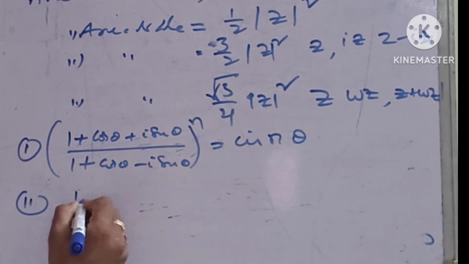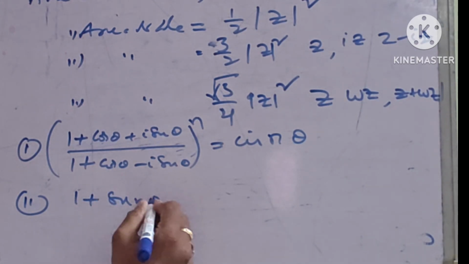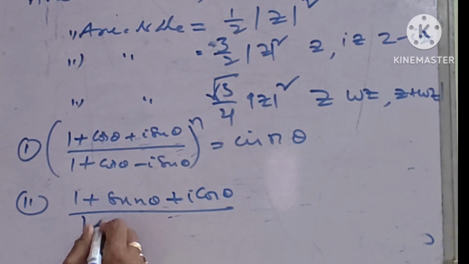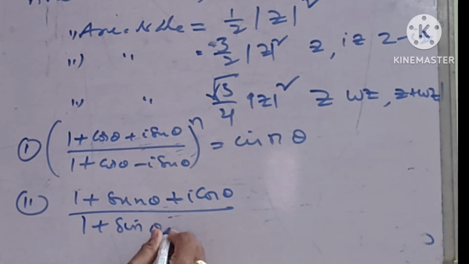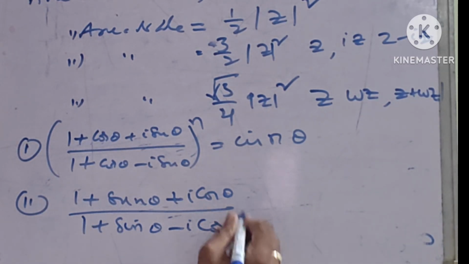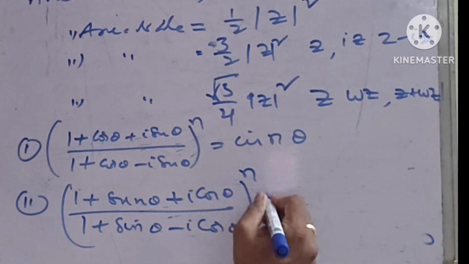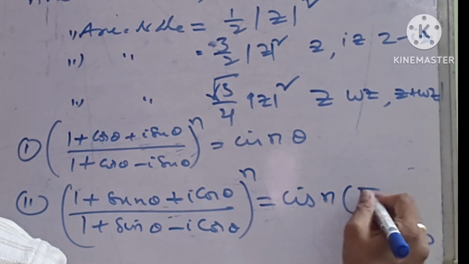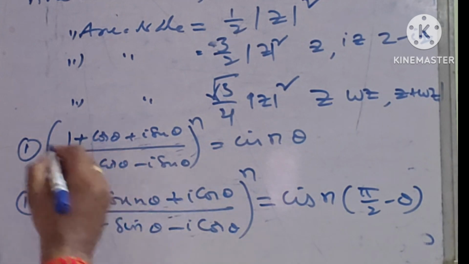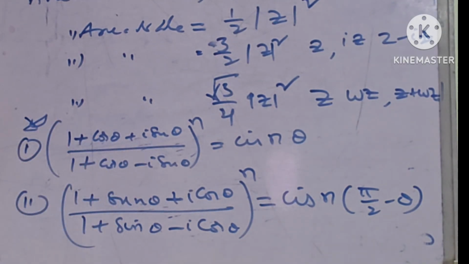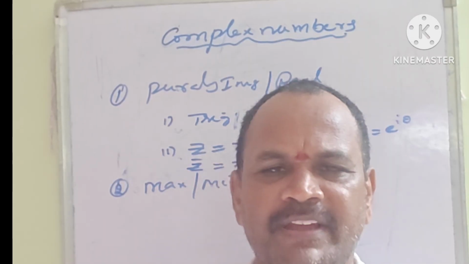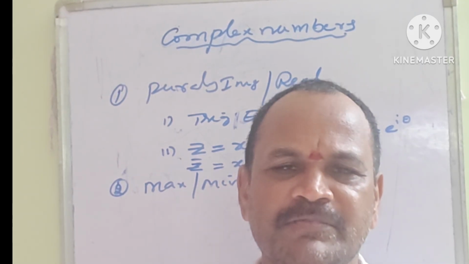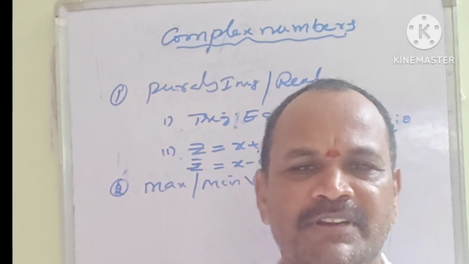Now the second one: (1 plus sin theta plus i cos theta) by (1 plus sin theta minus i cos theta), whole power n, is equal to cis n of (pi by 2 minus theta). So these are the most important formulas. JEE Mains aspirants, listen carefully. The most important topic is complex numbers.